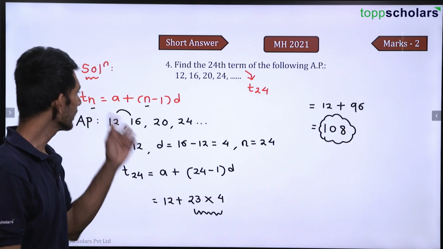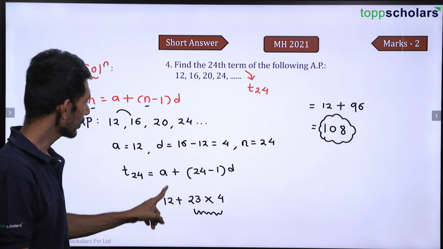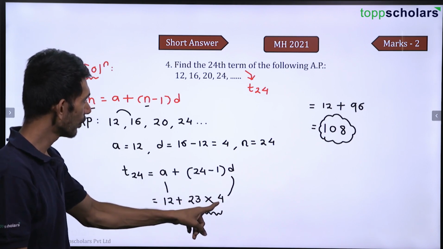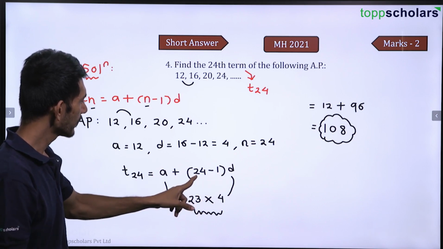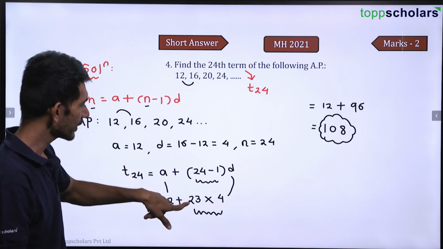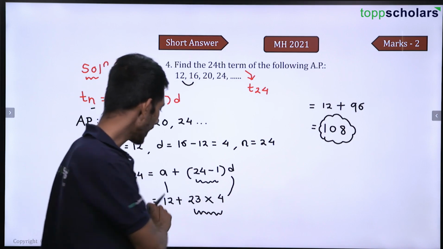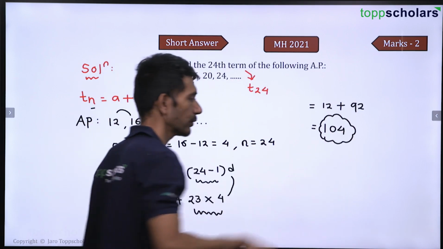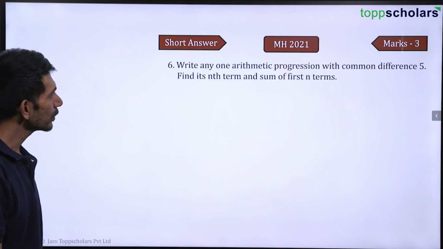I hope this is clear. Formula for Tn, A plus n minus 1 into D. A is 12, D is 4, and n minus 1, that is 24 minus 1 is 23. 23 4s are 92. 92 plus 12 is 104. Correct? Okay. Let's have a look at a new question now.